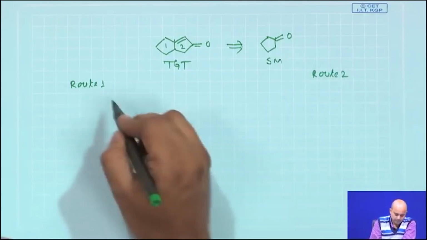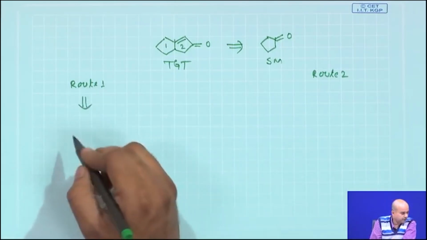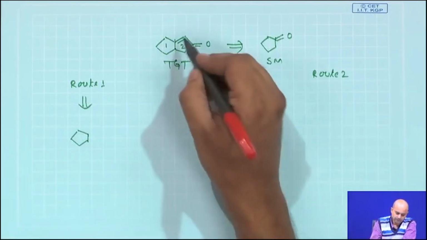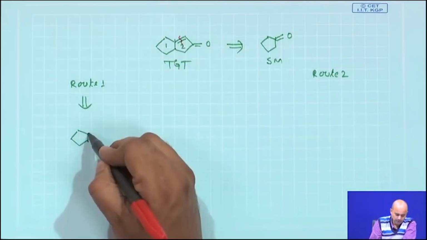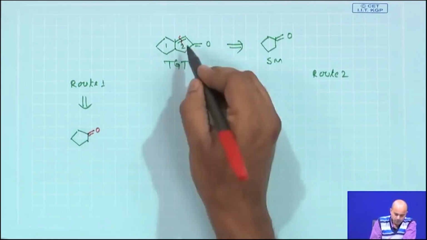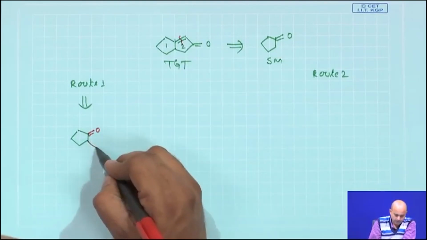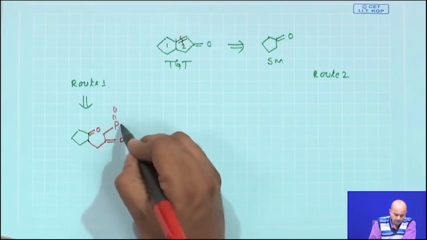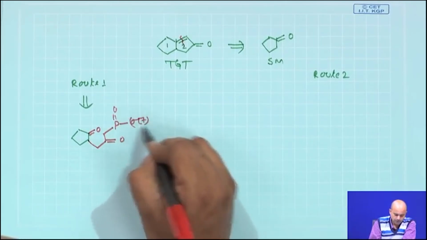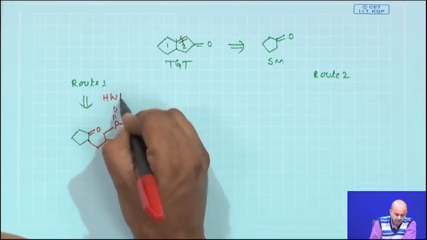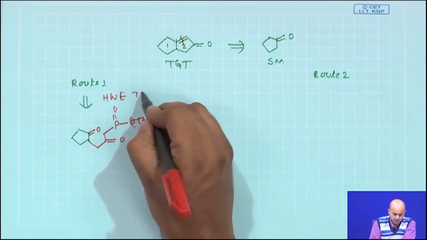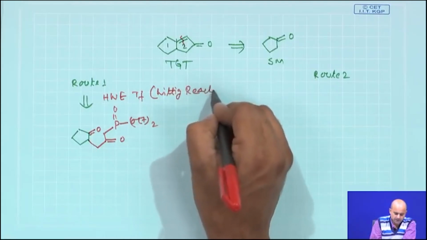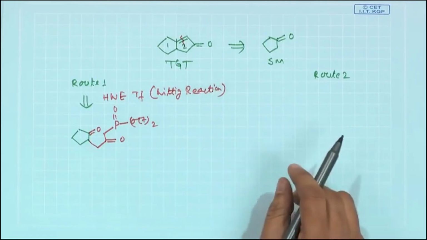Coming to route 1. If you do the retro, what are we trying to do? We will try to do it in a different way. We say that we will make this bond in a different way. What is the different way? We will make this new carbon carbon bond by a reaction which probably we have earlier discussed. It is called the Horner-Wadsworth-Emmons reaction. It is kind of a Wittig reaction or Wittig transformation. I said it is a Wittig reaction, and this reaction, if you remember, we have discussed in the earlier slides.